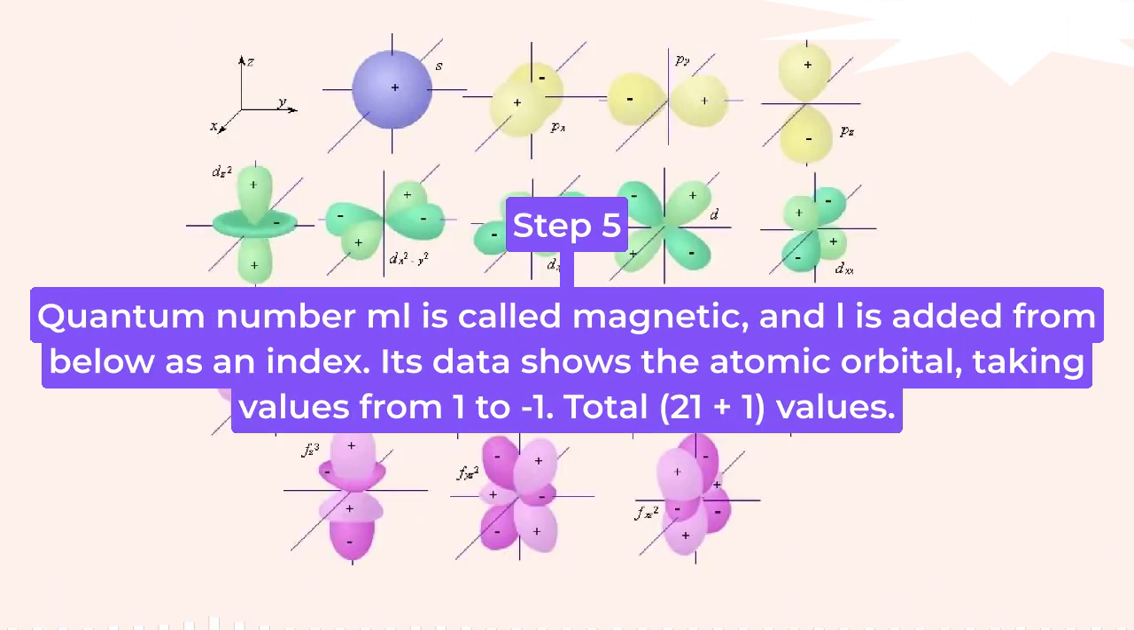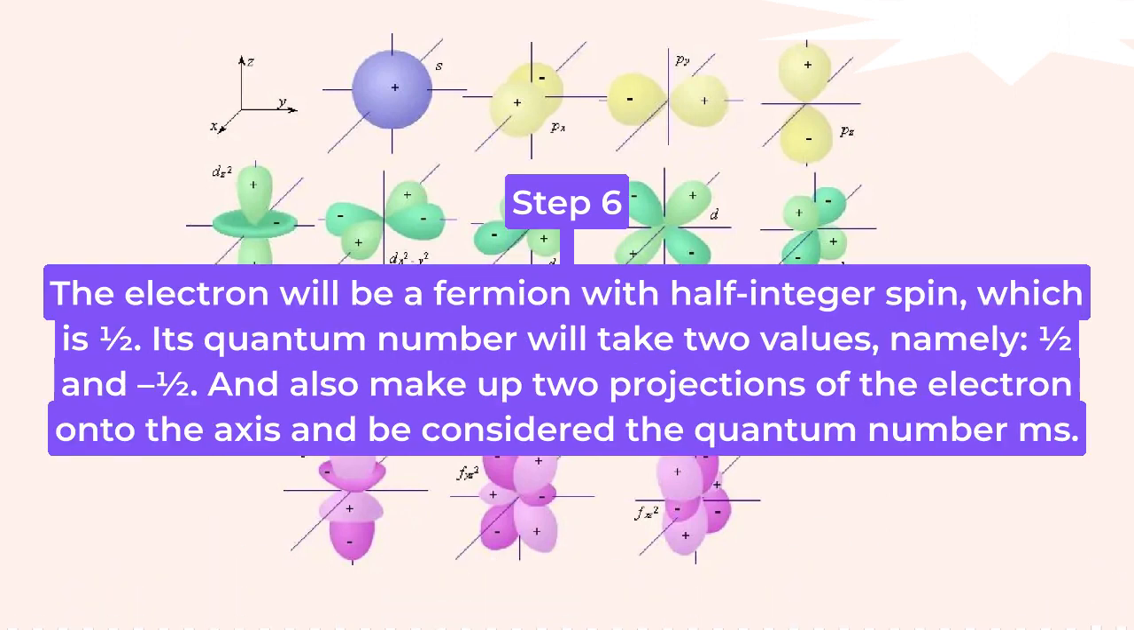Step 5. The quantum number ml is called magnetic, and l is added from below as an index. Its data shows the atomic orbital, taking values from l to minus l. In total, 2l plus 1 values. Step 6. The electron is a fermion with half-integer spin, which is 1/2. Its quantum number will take two values, namely, 1/2 and minus 1/2.